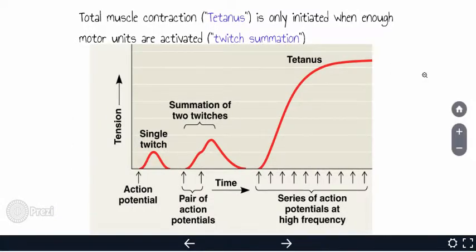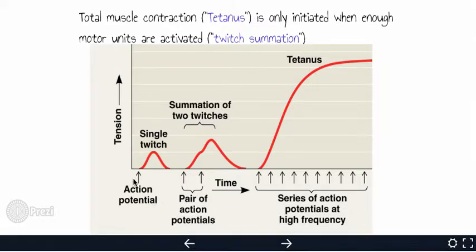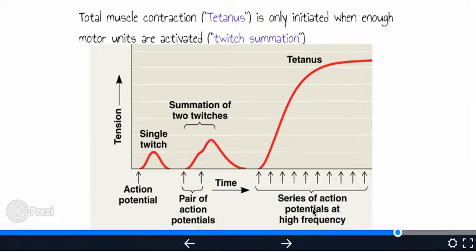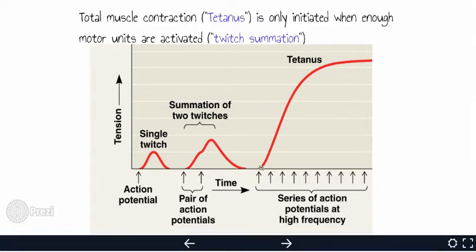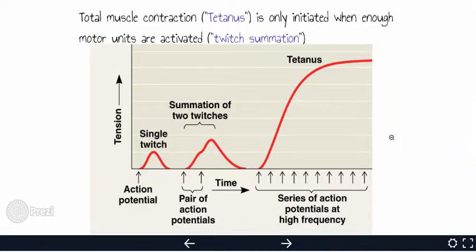If we look at total muscle contraction, tetanus is only initiated when enough motor units are activated. This is a twitch summation. Okay, so we have action potential. Here's a single twitch of the muscle, right? Here's two twitches, so you can see the pair of action potentials that are here. Okay, and if you take a series of those action potentials at high frequency for muscle contraction, eventually you can get tetanus. So tighten up your muscle and hold it in that isometric contraction. Okay, that's what's going on there. And that means if the tension is increasing here, then the contraction is increasing while you're holding it. Okay, and keep in mind, action potentials are traveling down the axon, right?